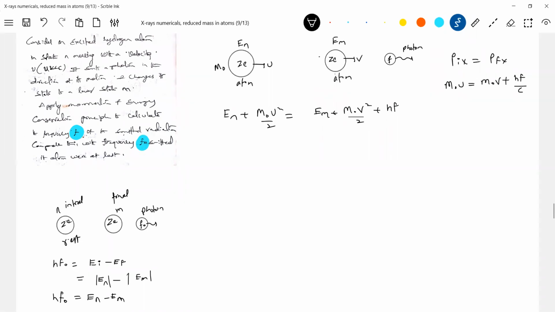Okay, it's all about simplification, nothing else to do. So we should eliminate v, and we should also bring f naught. So En minus Em is equal to m naught by 2 times (v square minus u square) plus hf. So this will become hf naught. From momentum, m naught v equals m naught u minus hf by c.